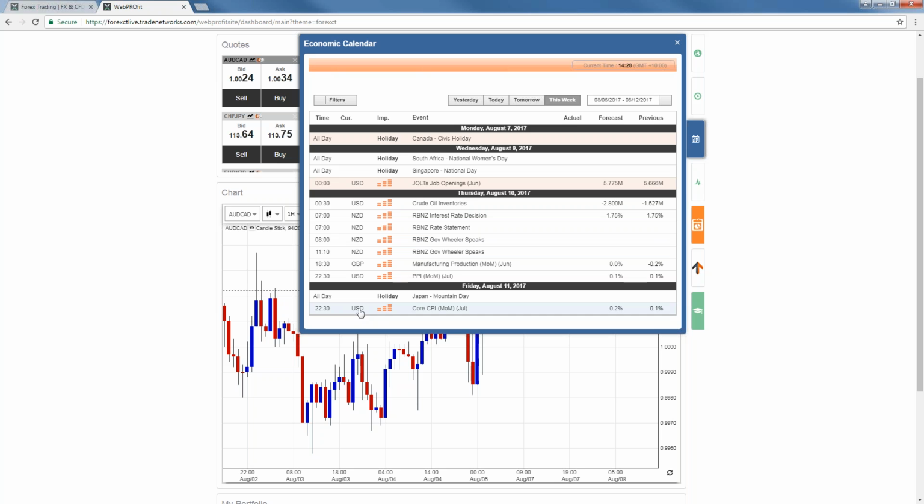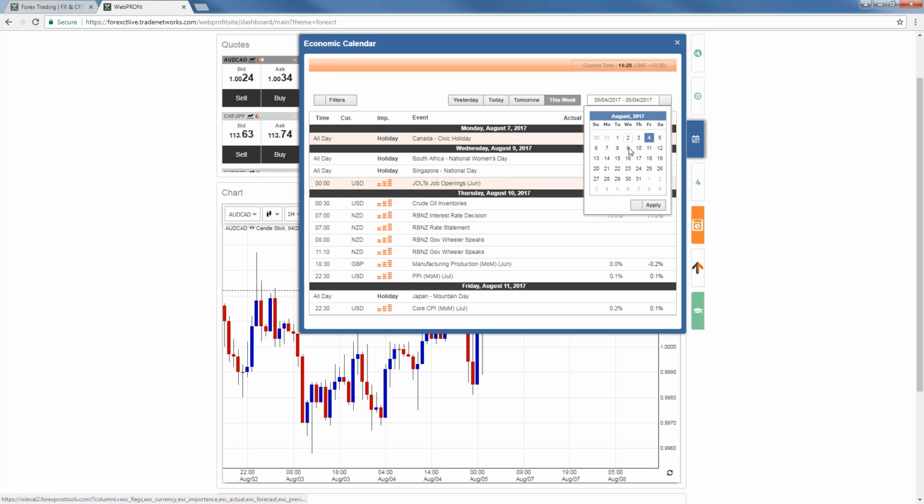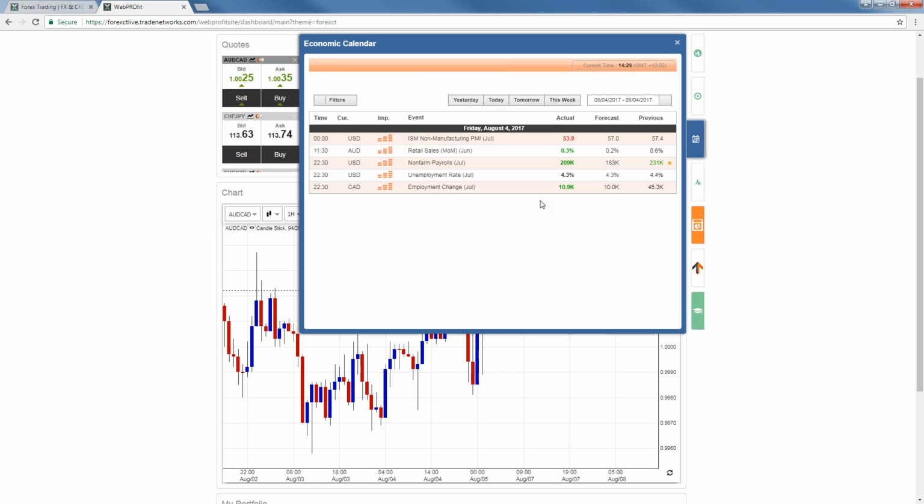Now that CPI is actually a very important figure as well. Inflation is a very important figure to watch out for. But I guess in retrospect, for an educational example on this webinar we'll have a look at last week, because we had a very important announcement last week on the NFP, non-farm payroll. Here we are. Okay, so on Friday of last week, August 4th at 22:30 hours, we had the non-farm payroll for the US dollar.